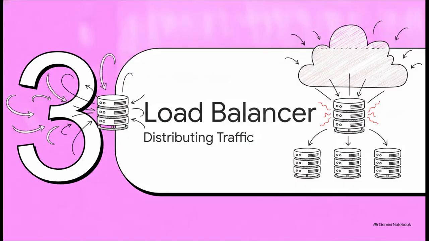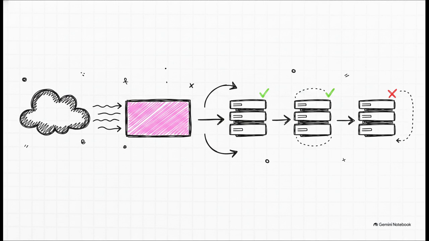Section 3. Load balancer, distributing traffic. As popularity surges, a single hidden server will eventually become overwhelmed, introducing a completely new issue. When one server is no longer enough to handle thousands of users, developers deploy multiple identical servers. But when a new request arrives, which server should handle it?